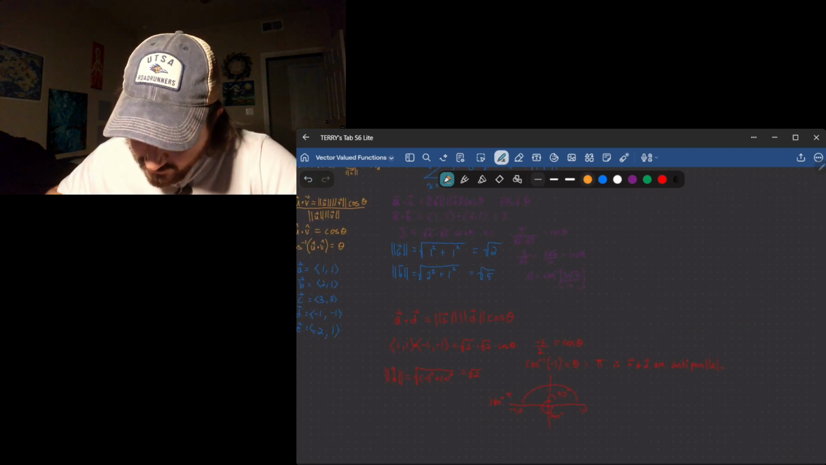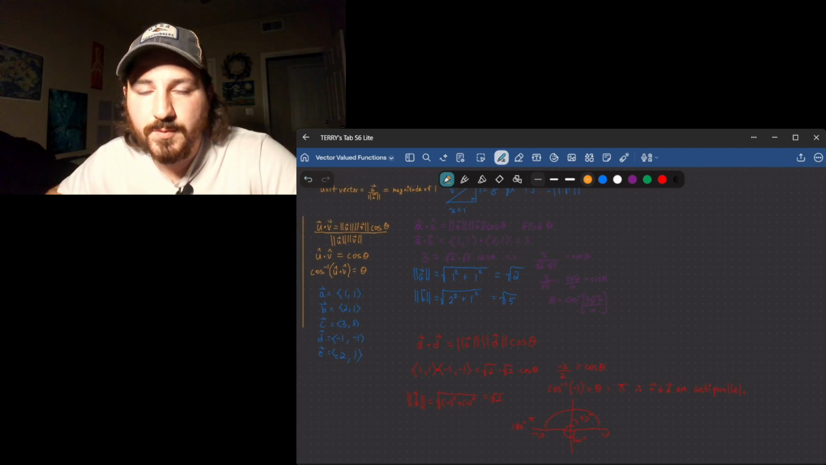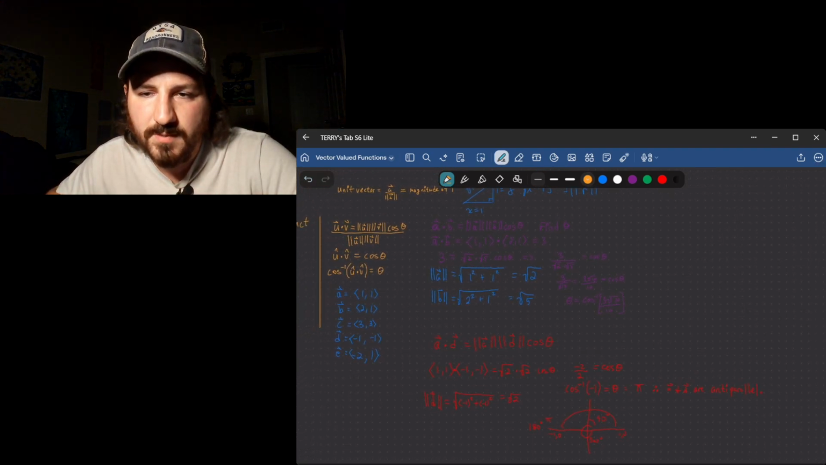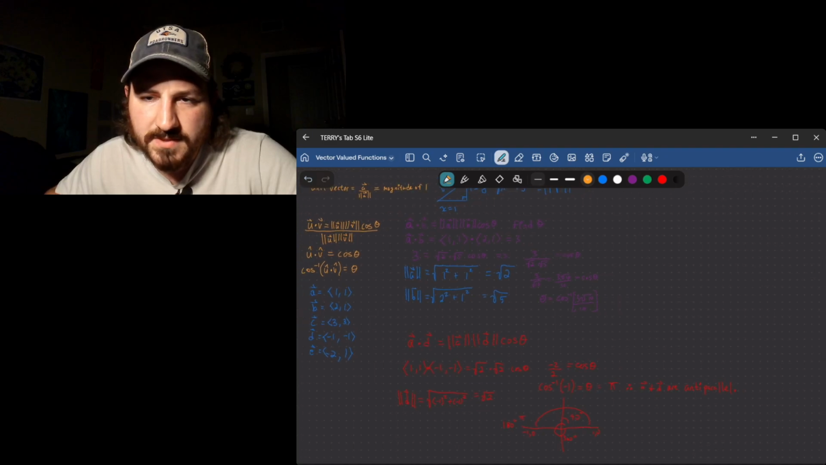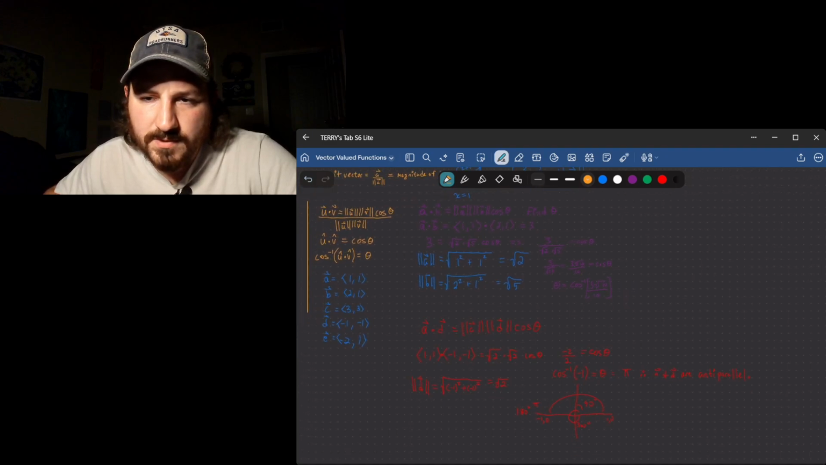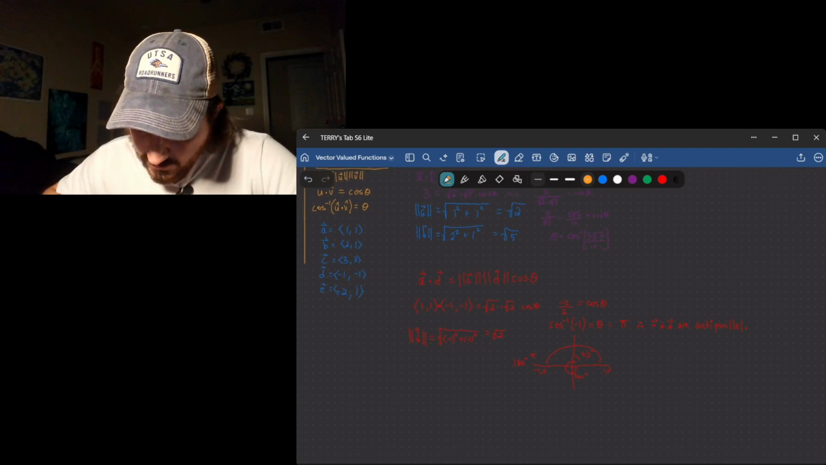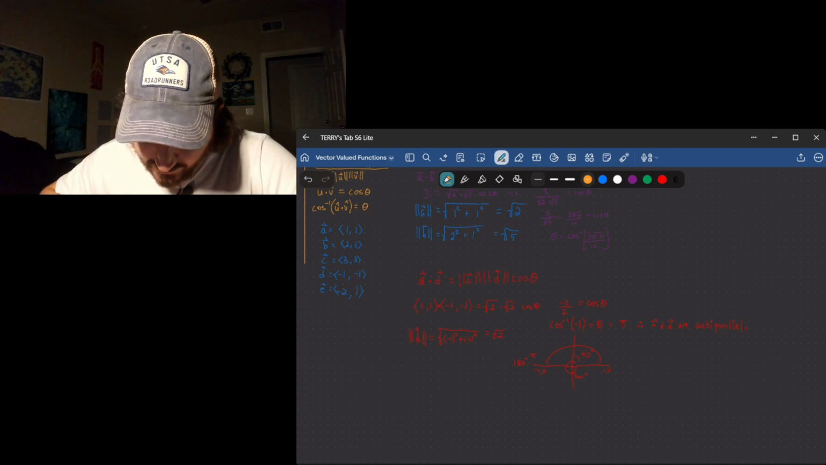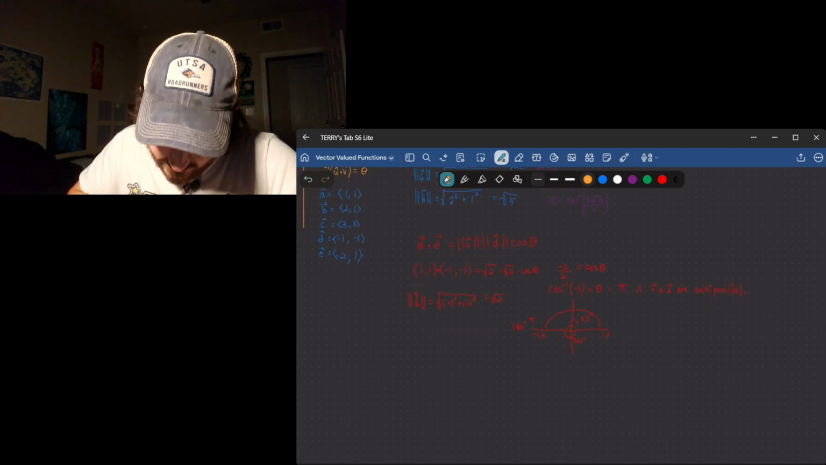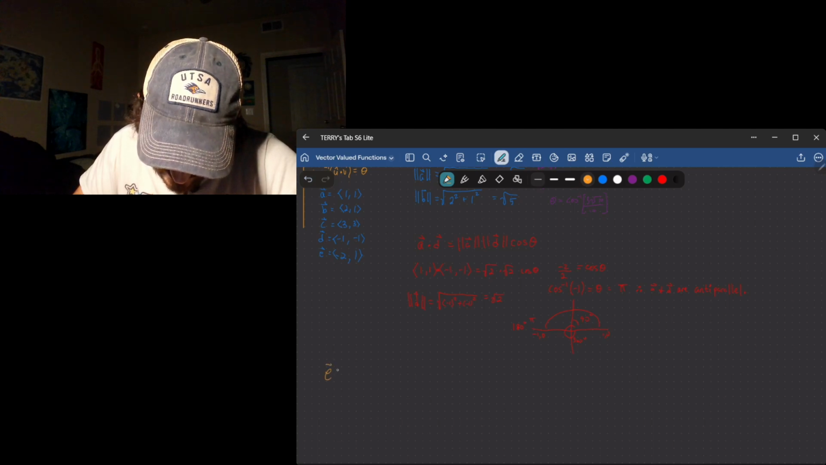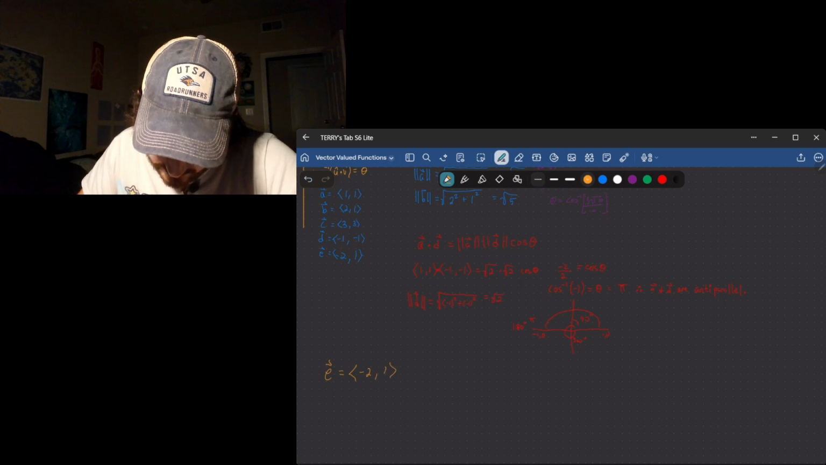Before we move on to the cross product, I actually do want to do one more example here of something else interesting you can do with the dot product. I think I've seen this a couple times for some of the students in the classes I tutor. So for this one, let's go ahead and just grab this vector e. So we're just going to say e, and it's equal to -2, 1.